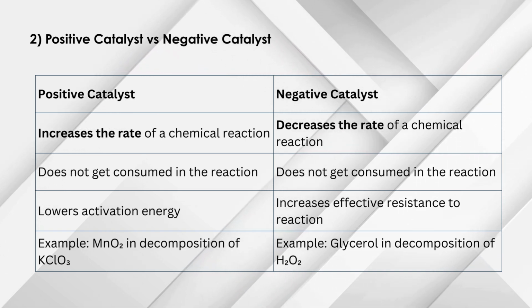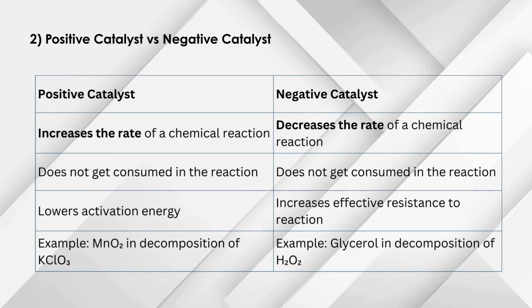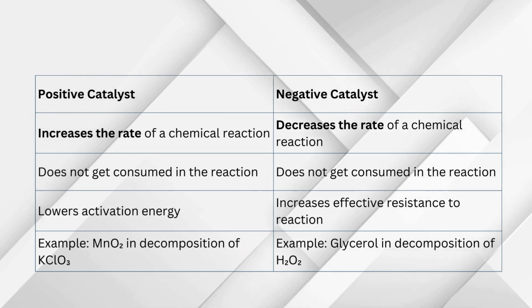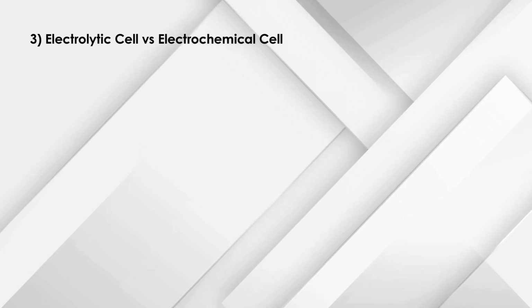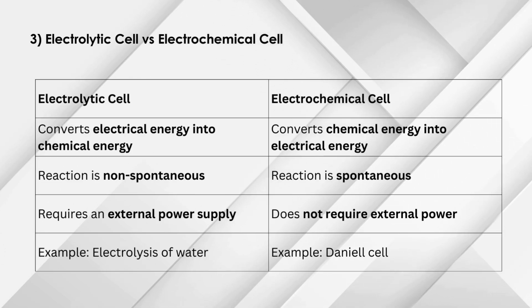Number 4. Example of a positive catalyst: manganese(IV) oxide in the decomposition of potassium chlorate. Example of a negative catalyst: glycerol in the decomposition of hydrogen peroxide. 3. Electrolytic cell versus electrochemical cell. Number 1. An electrolytic cell converts electrical energy into chemical energy. An electrochemical cell converts chemical energy into electrical energy.